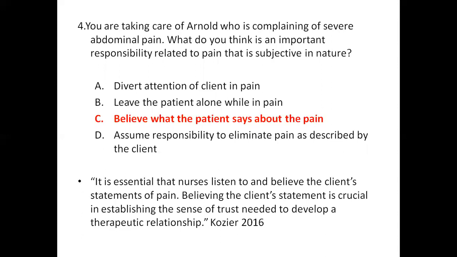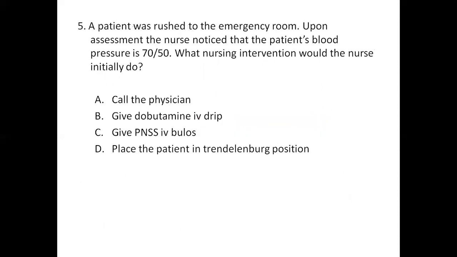Okay? Number five. A patient was rushed to the emergency room. Upon assessment, the nurse noticed that the patient's blood pressure is 70 over 50. What nursing intervention would the nurse initially do? We have letter A, call the physician. Letter B, give dobutamine IV drip. Letter C, give plain NSS IV bolus. Or letter D, place the patient in Trendelenburg position. Okay, so if you need more time, you can pause the video.